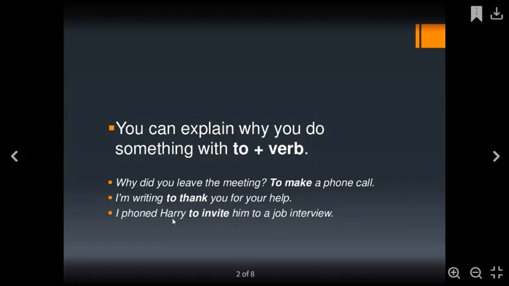Tenemos otro ejemplo. We have another example here. I'm writing to thank you for your help. Estoy escribiendo para agradecerte, agradecer tu ayuda. I'm writing to thank you for your help. Estoy escribiendo es la razón. To thank es la explicación para agradecerte. Tenemos otro ejemplo. I phoned Harry to invite him to a job interview. Le llamé a Harry para invitarlo a una entrevista de trabajo.